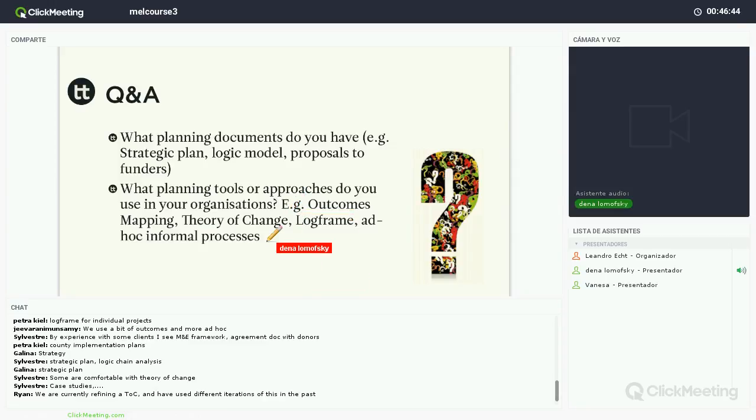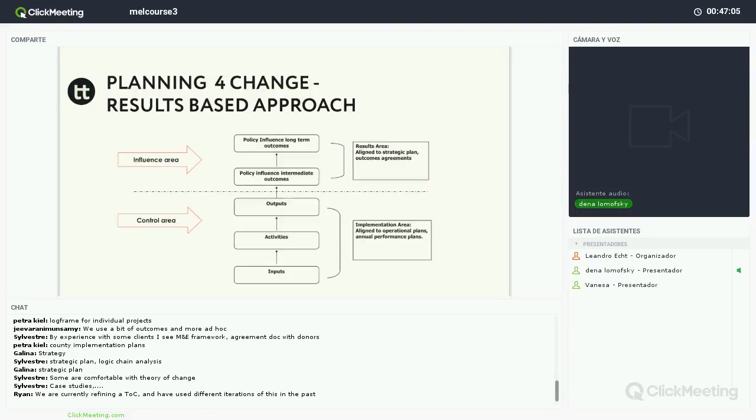Okay, so there are lots of different tools, and some people have spoken already about the kind of planning tools. We've spoken about log frames, we've spoken about theory of change, we've spoken about outcomes. So these are different methodologies that people can use to help you to develop your plans. So let's look at some of those in more detail. So firstly, I think I'll just make this a little bit bigger.